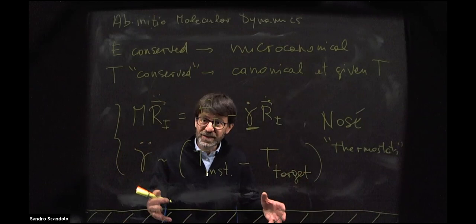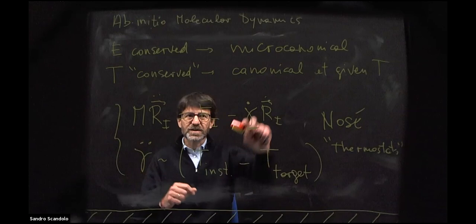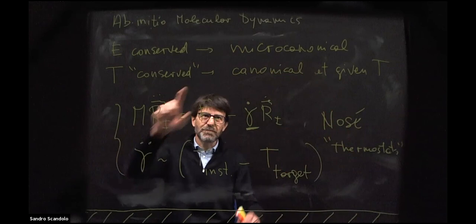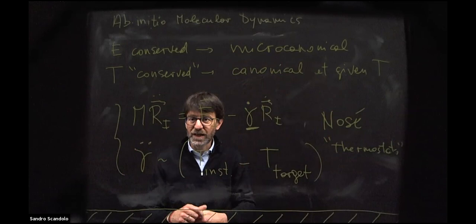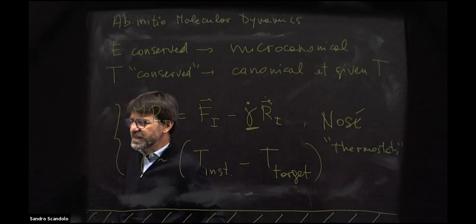So in practice, what you do is you first start with this framework, with the canonical simulation. And then at some point, you just switch off your thermostat and you let the system evolve freely. Hopefully, if the system was at equilibrium, the temperature in the microcanonical ensemble will be very, very close to the temperature you fixed in the simulation done with the canonical ensemble. So this is thermostats.